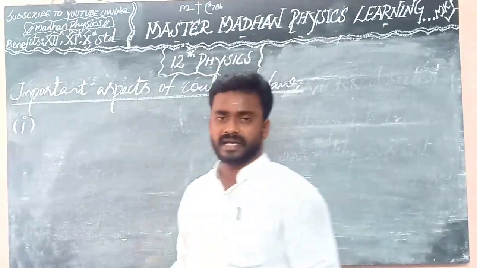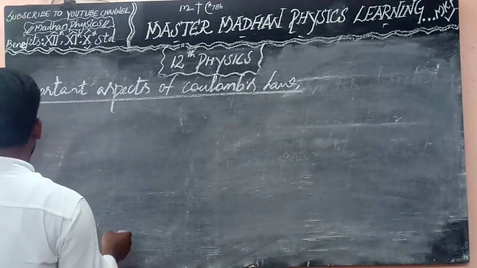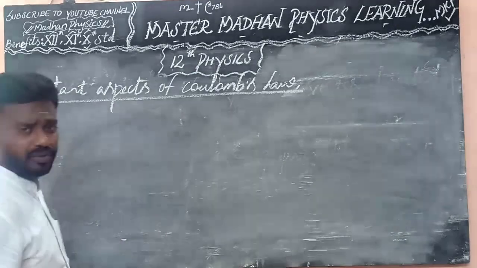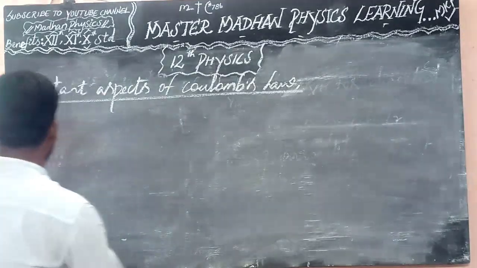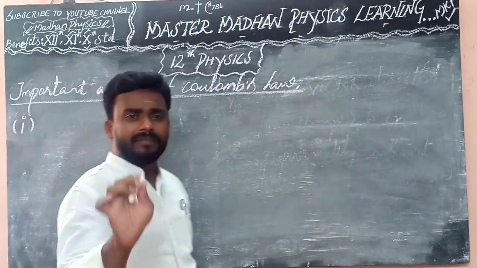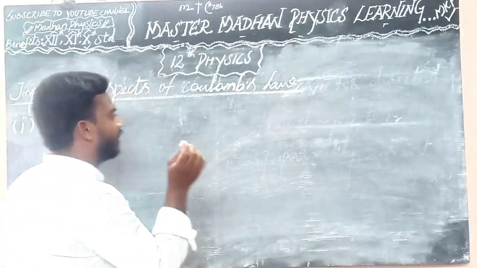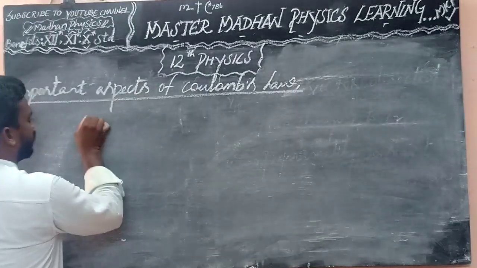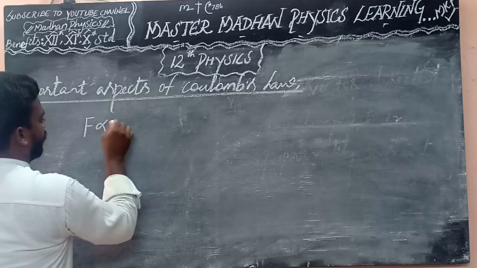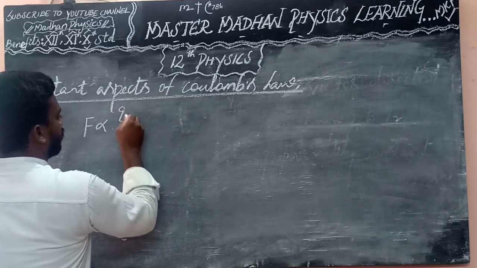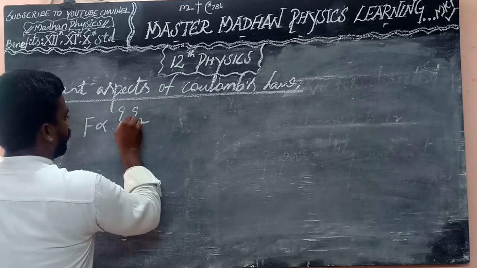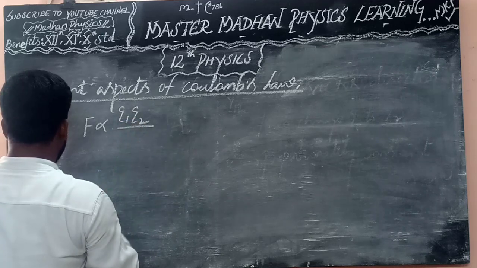So listen carefully. So first point, Coulomb's law. Simply I'm saying from the equation, I already told you, F is directly proportional to Q1 Q2 by R square.